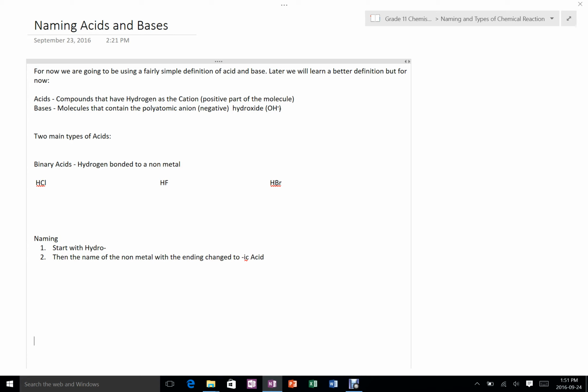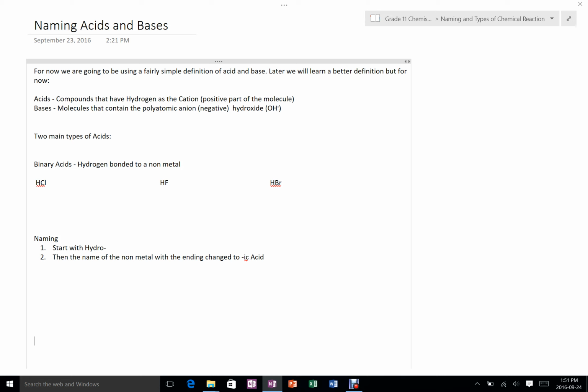Naming acids and bases, for the purposes of where we're at right now. We're going to discuss these in a lot more detail later, but we're going to consider acids things that have hydrogen as the cation, or hydrogen at the beginning, like an ionic compound HF, where the hydrogen's up front, and then we have some sort of anion in the back. And then bases we're going to just consider to be ionic compounds containing the polyatomic hydroxide, OH-. Again, this is an oversimplification.